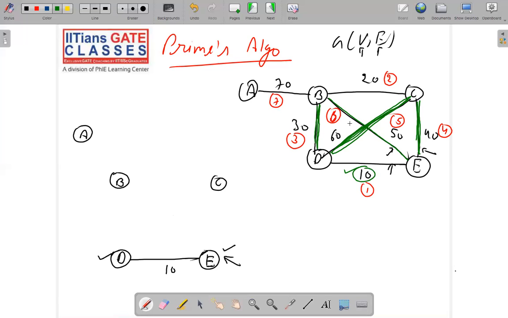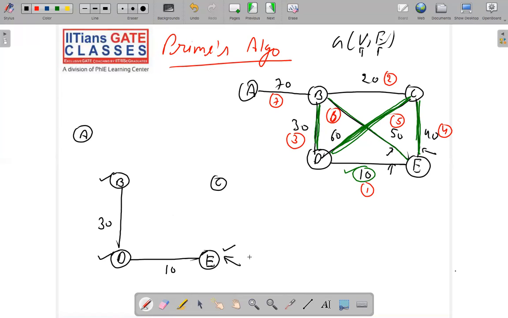Out of these highlighted edges, what is the minimum one? Which one is the minimum one? We will select this one. So this one is the minimum one, 30. Got it? So now we have three nodes. We have already explored three nodes, B, D, and E. Out of B, D, and E, which edge is the minimum one?